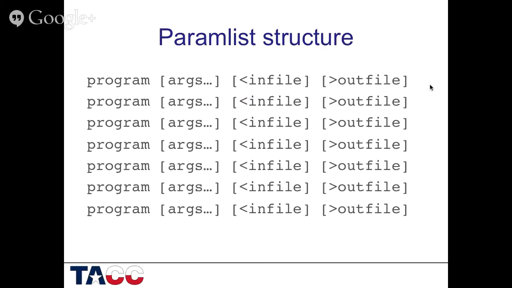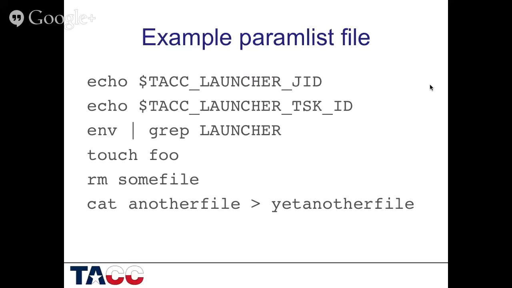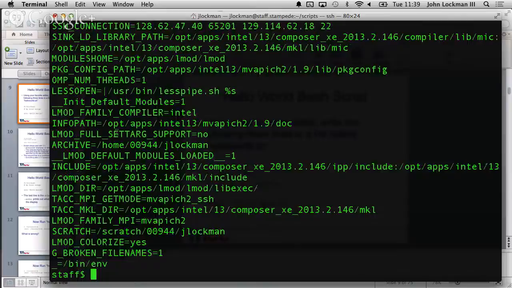Here's an example of a parameter list file doing a couple of different things. So we saw what some of these shell scripts look like, and I want to give you a little idea. We have some environment variables in here that are defined for you. TACC_LAUNCHER_JID, that's the job ID, and then we also have the task ID, meaning that let's say I have 100 tasks, it's going to be numbered 0 through 99, and so I know which one is which. And I just echoed these both out, and then did an env command, which is very similar to printenv. It prints out all of the things in your environment, and we grepped out launcher in there just to make sure that it was all set up.